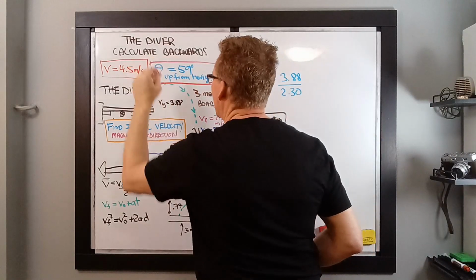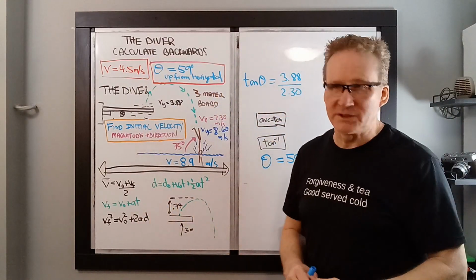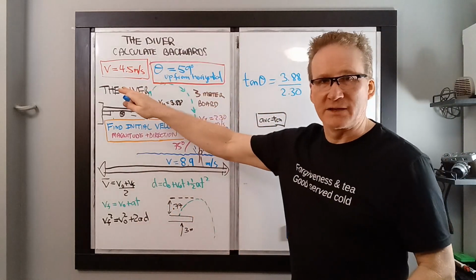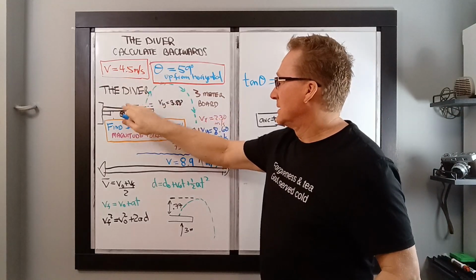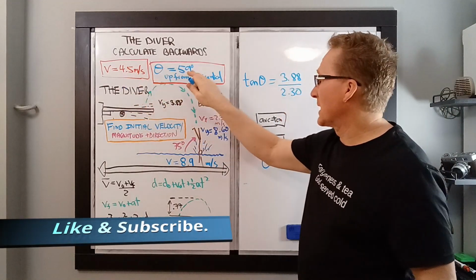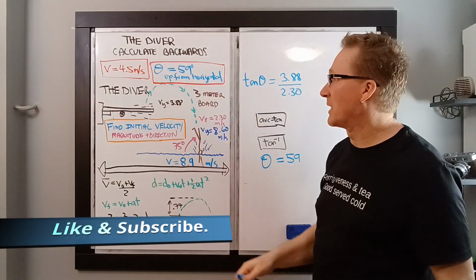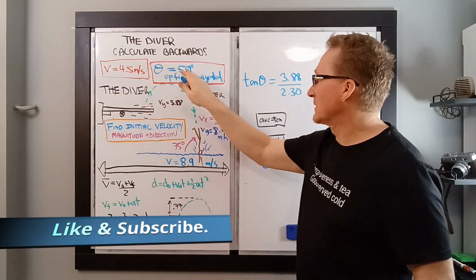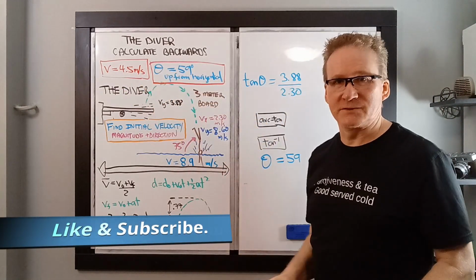When you're doing your final answer, make sure you clearly indicate to your teacher and write out your answer often too, saying the diver takes off with a velocity of 4.5 meters per second at an angle of 59 degrees up from the horizon. That way you have the correct significant figures and you have the entire answer written out.